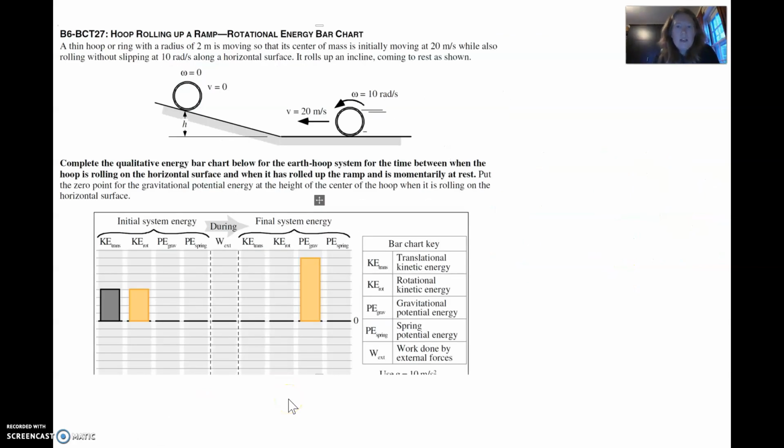Okay, for this one, we're trying to fill in the bar chart. And I'm confused because it did say qualitative, but then they proceeded to do some numbers with it. So that means it's quantitative, doesn't it? But anyway, so when we are solving for this kind of problem, we're trying to get translational and rotational kinetic energy all in the same term, so we can understand like how much proportion of each is there in this rolling hoop or disc or sphere.